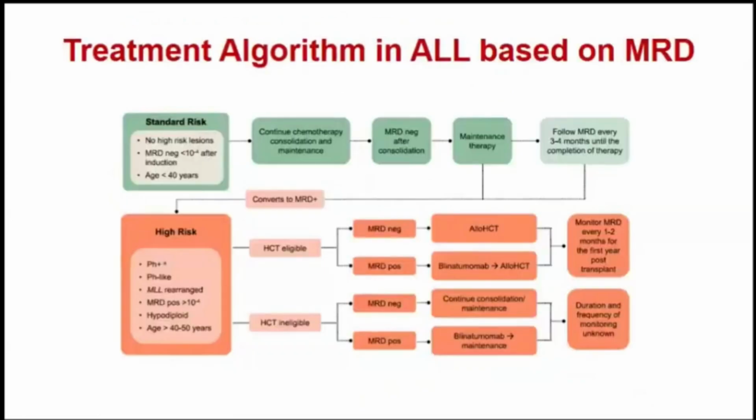Next. So just a treatment algorithm in ALL based on MRD. This is one of the algorithms being used by the majority of centers across the world, and they stratify the patients into standard risk and high risk based on the molecular markers. And then they usually give the chemotherapy. At the end of induction, they do an MRD. Then at the end of consolidation, they again do the MRD analysis, both in standard risk as well as in high risk. The high risk patients are usually SCT eligible because we are going with the haplo as well as the matched sibling donor transplant.